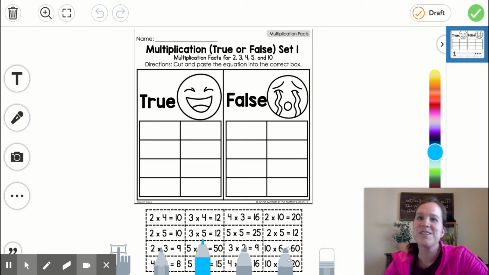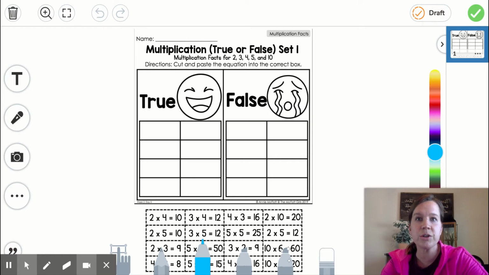Hey guys, so today's math worksheet requires scissors and a glue stick. But if you don't have those things, it's totally fine. What you can do is you can always write the equation and the product in the box under true or false. So if you don't have scissors and a glue stick, that doesn't mean you can't do this activity. It just means that you're going to do the activity a little differently.